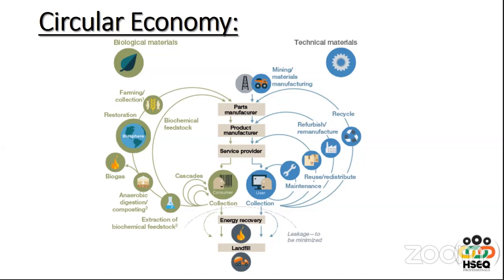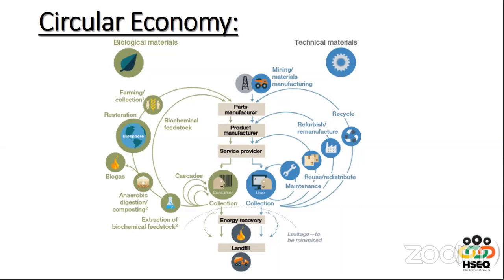Please concentrate on the right part of this figure. Here you can see parts are being manufactured from raw materials, and from raw materials, products are being manufactured. It goes to the service provider. From the service provider, it goes to the user. After energy recovery, it goes to landfill. This is the model in a general linear economy.